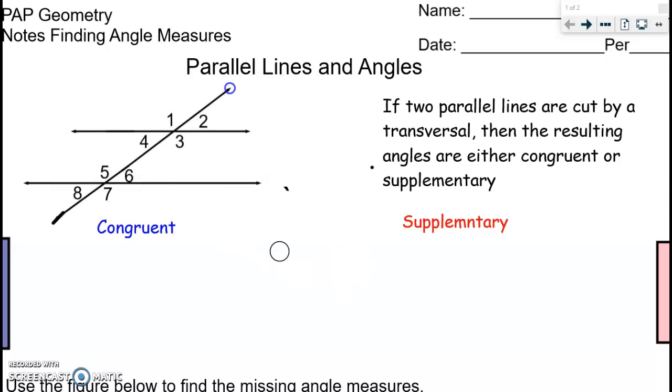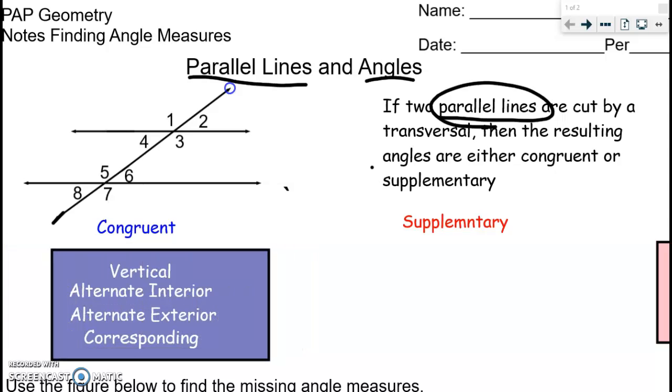So these are all rules whenever we have parallel lines, we're looking at their angles. If two parallel lines are cut by a transversal, then the resulting angles are either congruent or supplementary. These are the ones that are congruent. We have vertical angles. Those are always congruent with two intersecting lines. So even with parallel lines, they are also congruent. Alternate interior angles like 5 and 3 or 4 and 6 will be congruent. Alternate exterior angles like 8 and 2, 7 and 1, those will also be congruent.